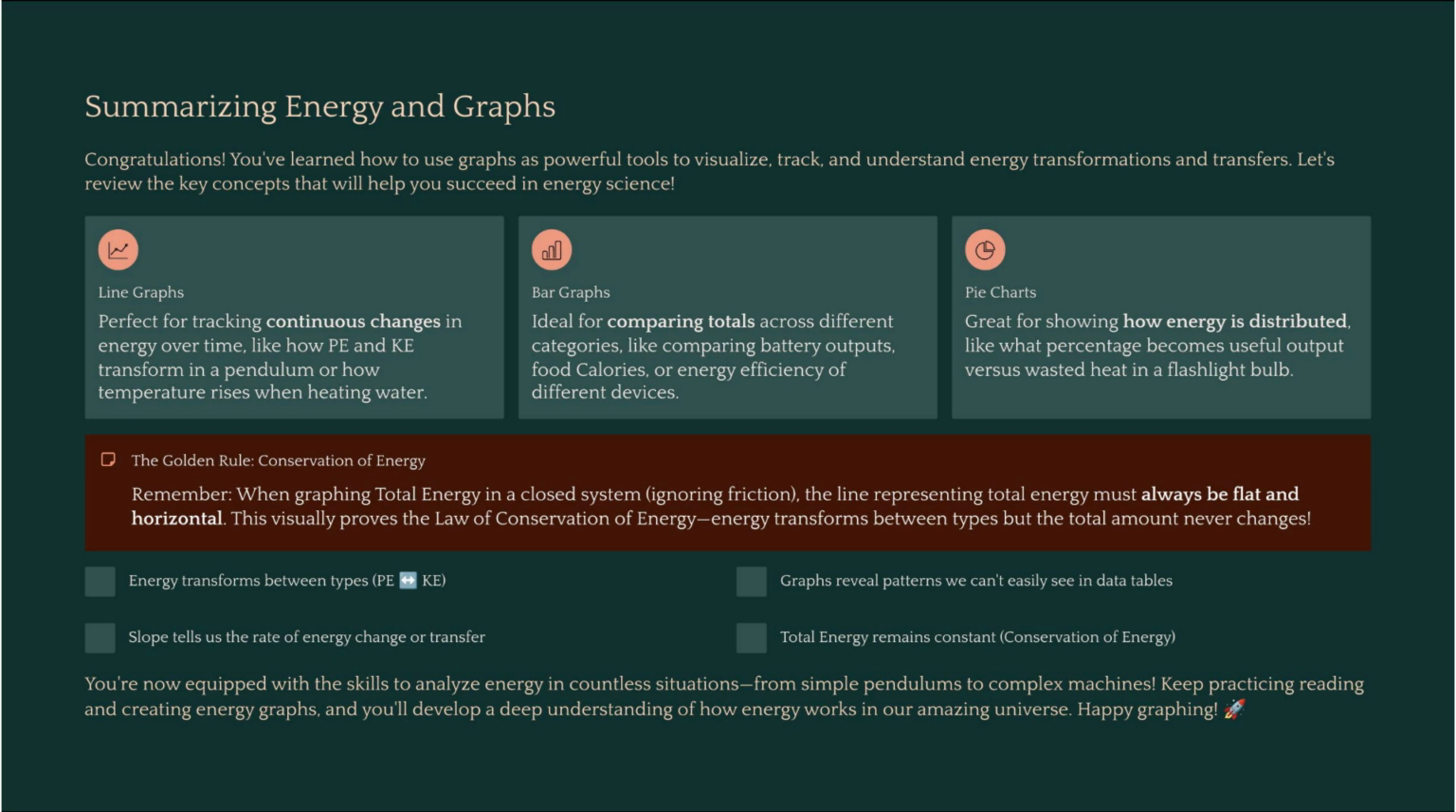To summarize, energy is the ability to cause change, and it constantly transforms between forms like potential and kinetic. We use line graphs to show how energy changes over time, often seeing the PE and KE lines as opposites. We use bar graphs to compare the total energy in different systems. And always remember the golden rule. The total energy line must be flat, proving that energy is conserved. Graphs are the indispensable tools for visualizing this fundamental principle.